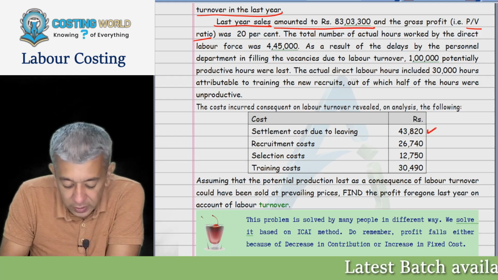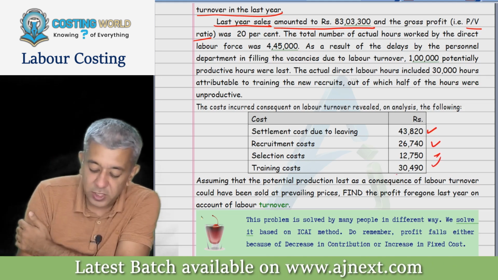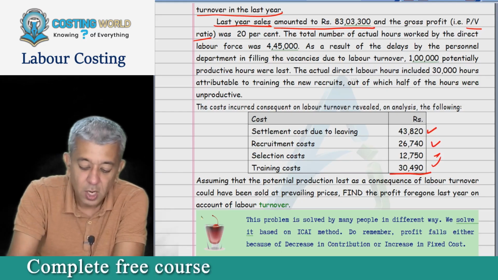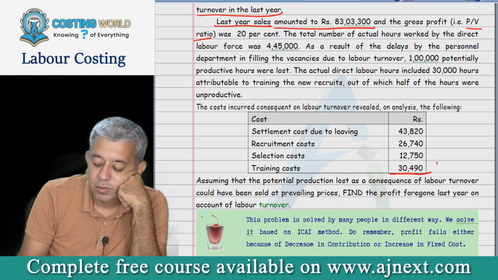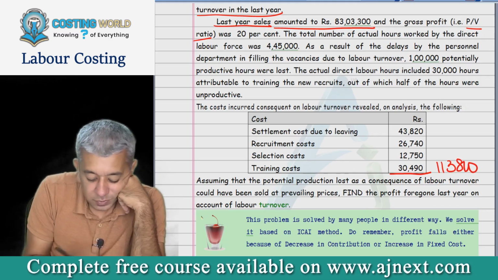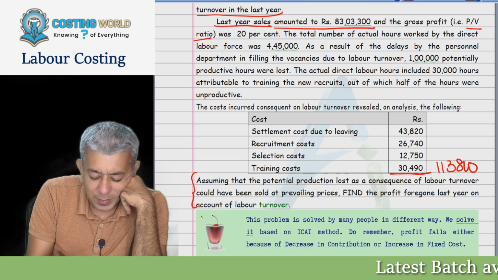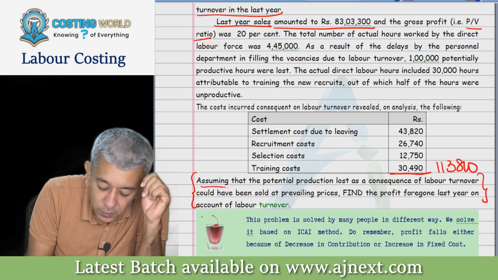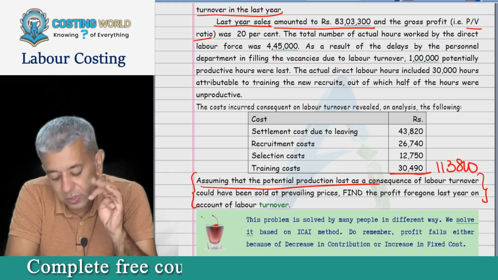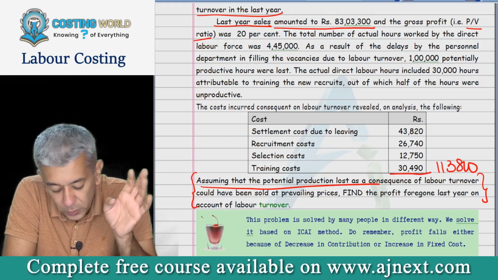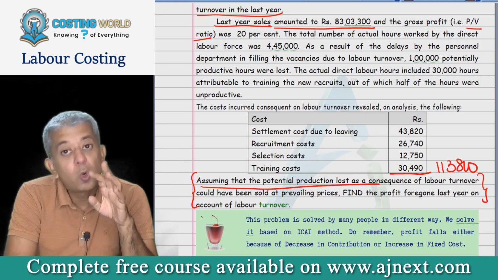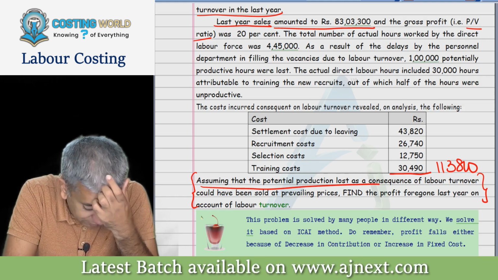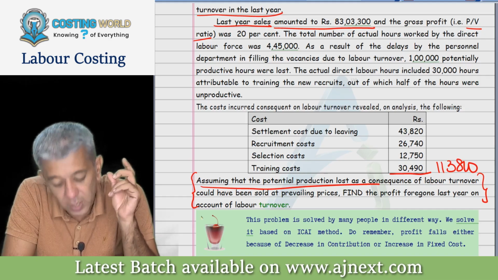Settlement cost due to leaving, recruitment cost, selection cost, training cost. Just total up all these things. These are all your fixed costs. Okay, the fixed costs that will be increasing as such. Do the total and write down over here only. That's fine. 113,800. Further. Now read this line carefully, and in my last demonstration, I exactly did this particular thing only here. Assuming that potential production lost as a consequence of labor turnover could have been sold at prevailing prices. Find the profit foregone last year on account of labor turnover.